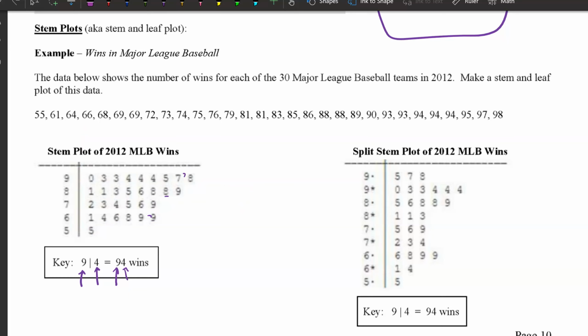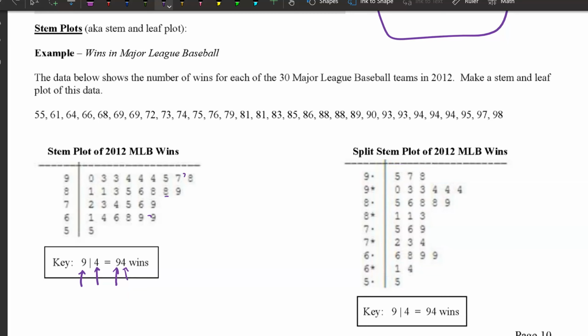This one is called a split stem. We just took these 90s and we broke them into 90 to 94 and 95 to 99. So what it does is it basically spreads out, or if this was a histogram, it changes the bin settings on your histogram. Now on a histogram, you can change your bin settings however you want. On a stem and leaf plot, you can only do certain kind of bin settings. Okay. And that gives you a picture of this.